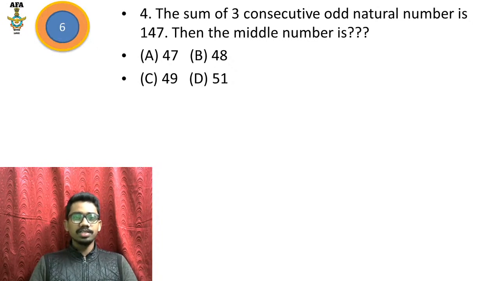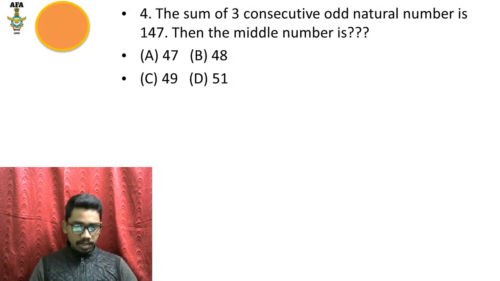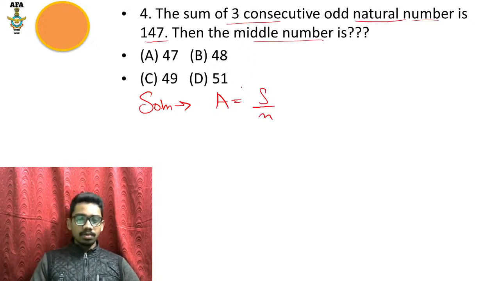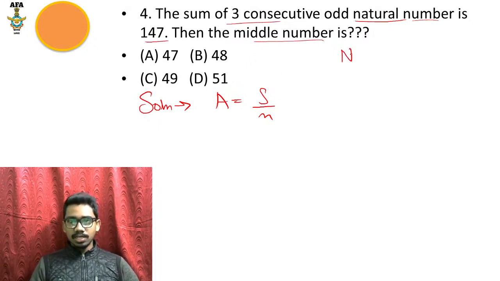What is the formula of average? Average equals sum by number of elements. Average equals sum by n. A equals s by n. Okay. Formula of average is, let's see the solution. So the sum of three consecutive odd natural numbers is 147. Then the middle number is how much? Suppose there are three consecutive odd natural numbers n1, n2, and n3, and the sum is 147. Then the middle number is how much?